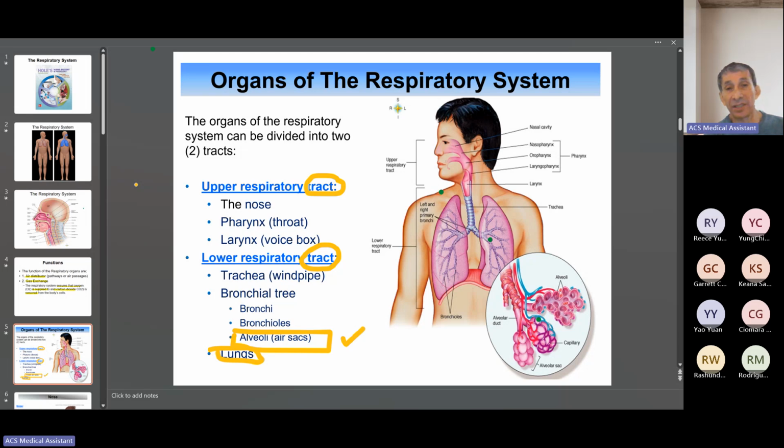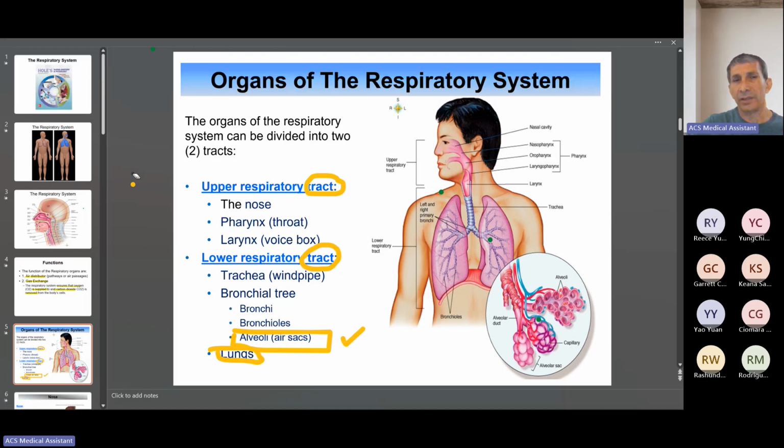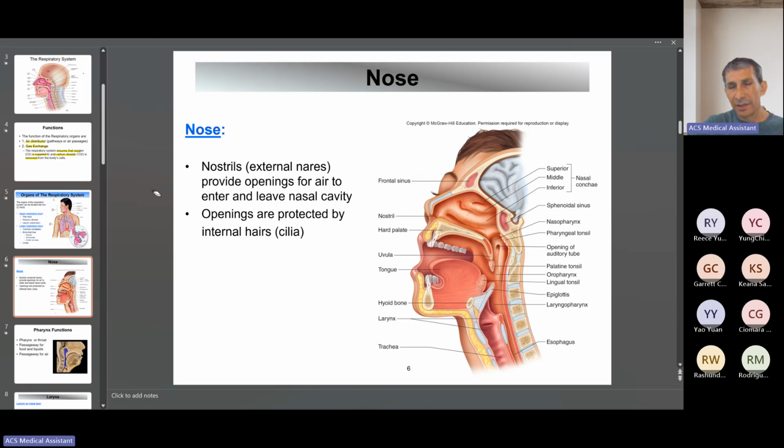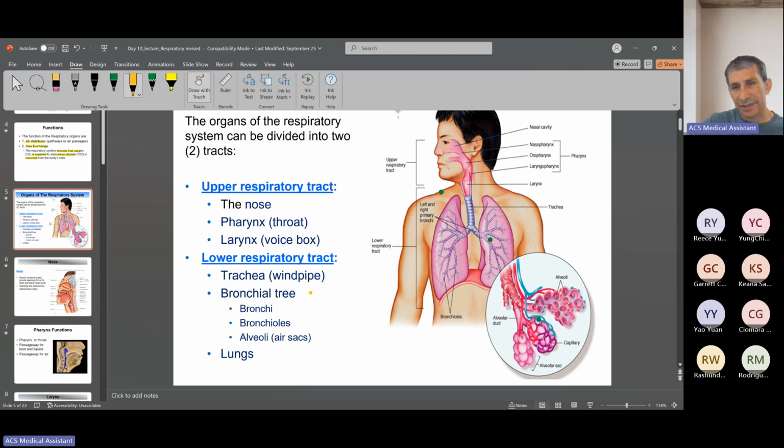What type of gases are we exchanging at the alveoli or air sacs? Oxygen goes from the alveoli to the blood, and carbon dioxide comes from the blood to the alveoli. That's how it works. We will discuss this in a little bit, because you need to understand how this works, how oxygen enters. So remember the lungs, we're going to discuss this in a little bit.